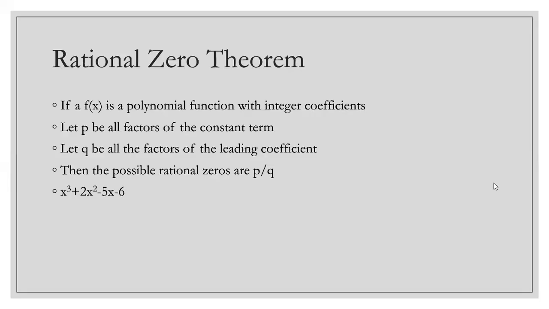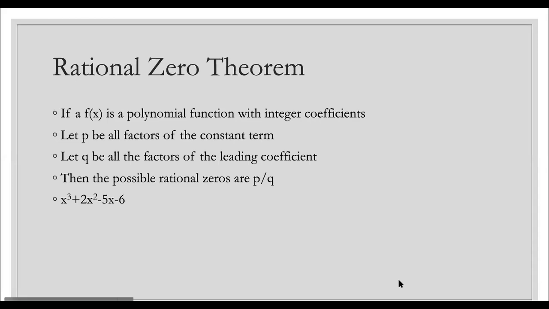So f of x is a polynomial. It has to have integer coefficients. And we're going to look at the constant term and the leading coefficient. So p is going to be all the factors of the constant term, and q is going to be all the factors of the leading coefficient. And then the possible rational zeros are any of p divided by q.